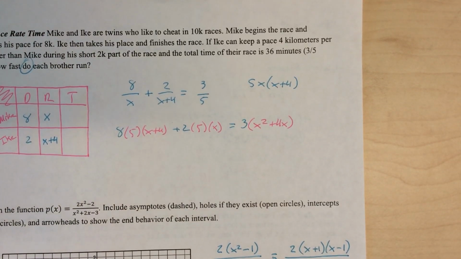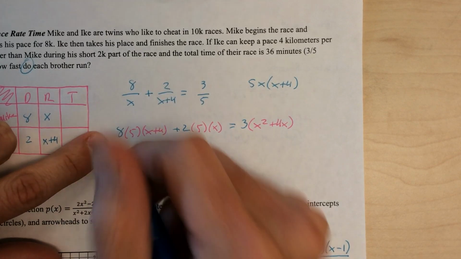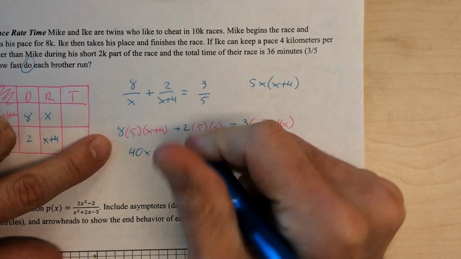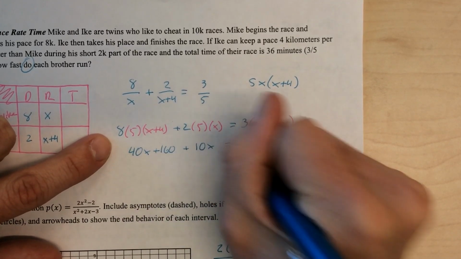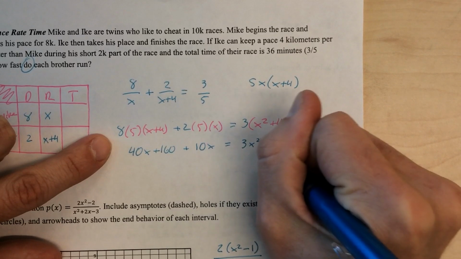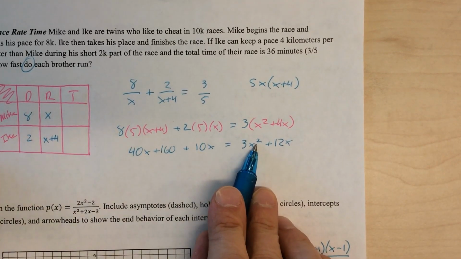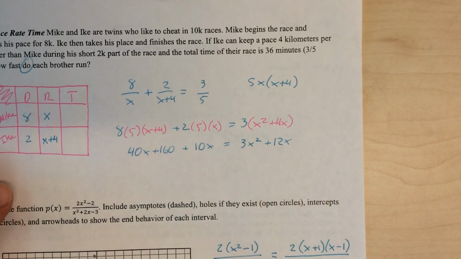Okay, and then we're going to multiply everything that we can to clean things up. This is really just a 40 that's going to distribute in. So you can get a 40x plus 160. This is going to be a 10x. Over here you get 3x squared plus 12x. That's the part where you realize you don't like this. The numbers being higher aren't too bad. It's once you get that quadratic.